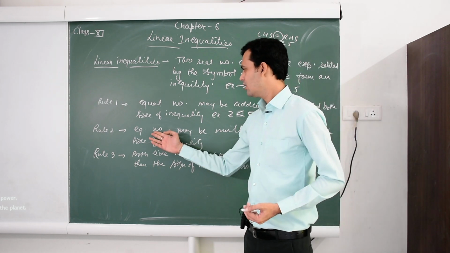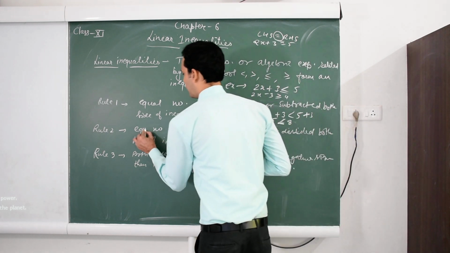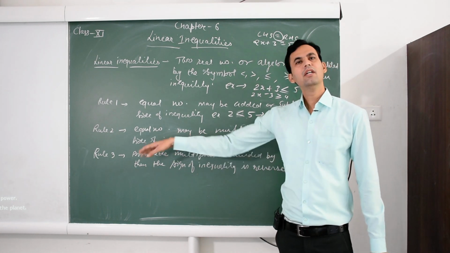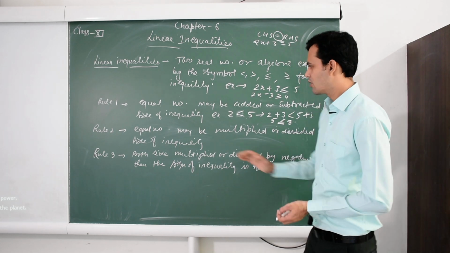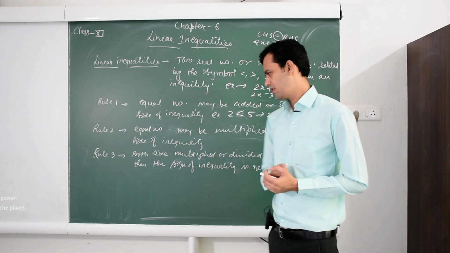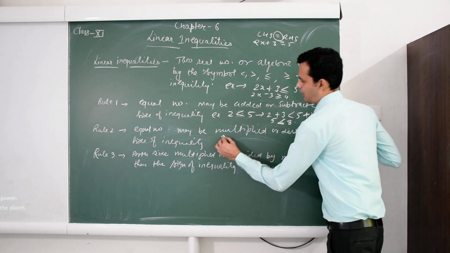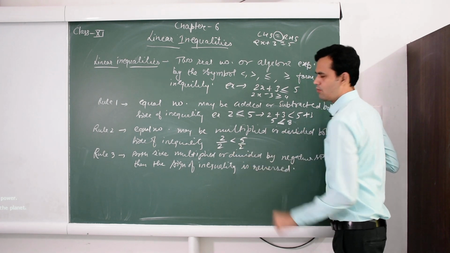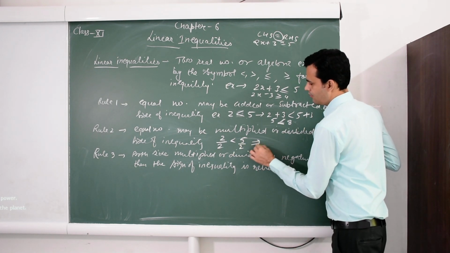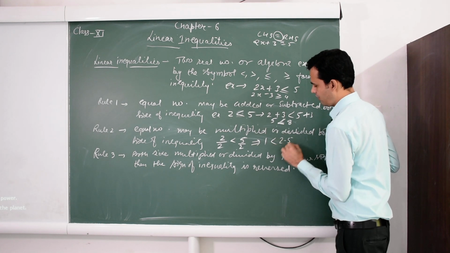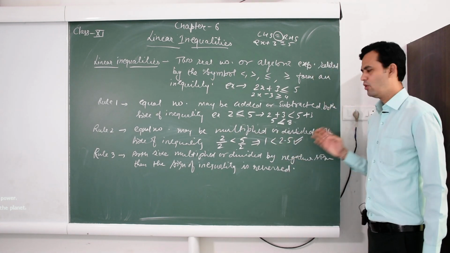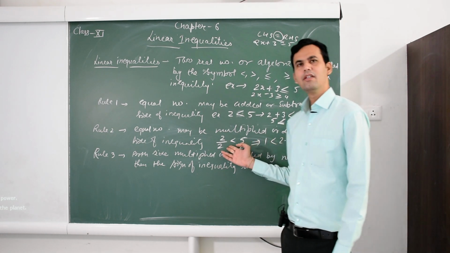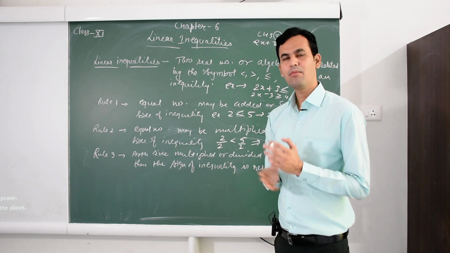Second rule: equal numbers may be multiplied or divided on both sides of an inequality. Just like 2 divided by 2, so we get 1 less than 2.5. So this is also a true condition, no change in this condition, 1 is less than 2.5. So we can divide or multiply by the same number on both sides.